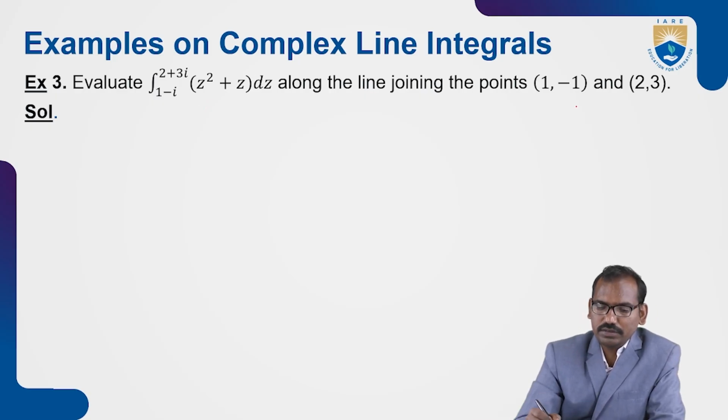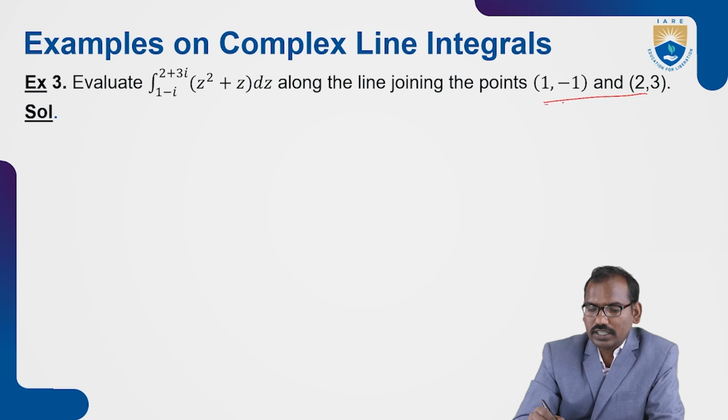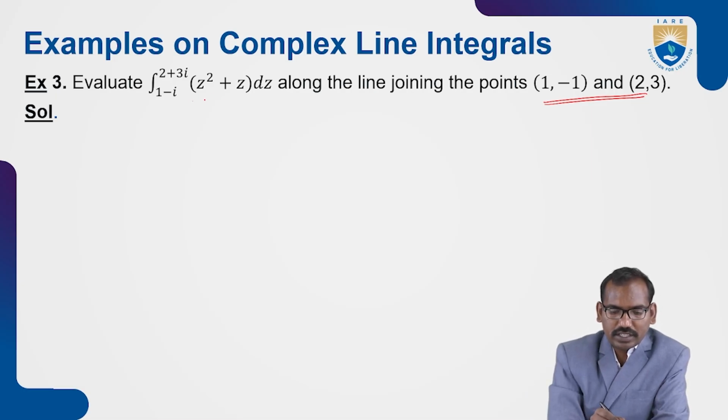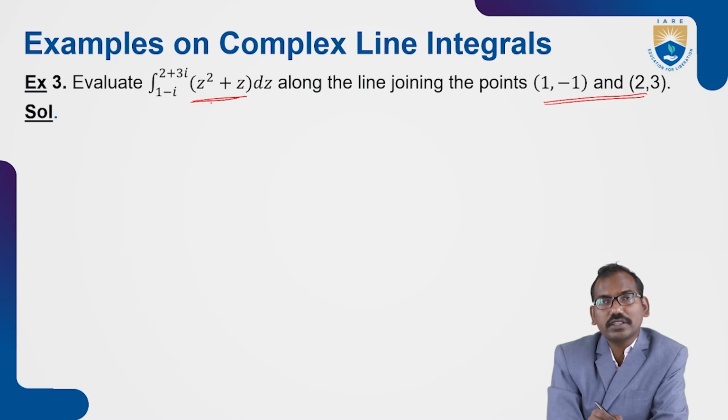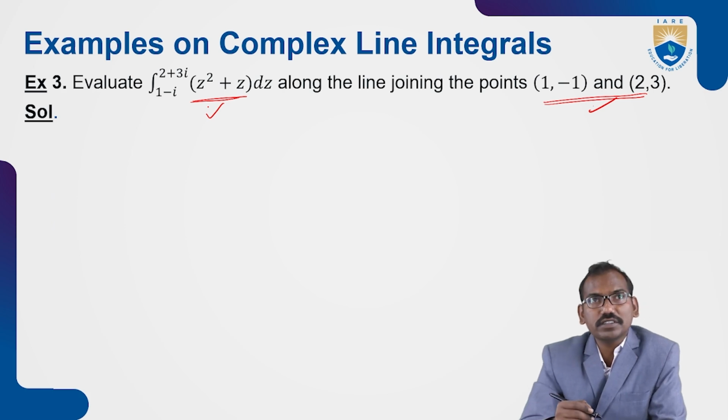Here we have to construct a line passing through these 2 points. There you can get a path, and we need to write the integrand in terms of real and imaginary parts. Then here we know the path names and the integrand in terms of real and imaginary parts. Use the above procedure and you can get the required solution.